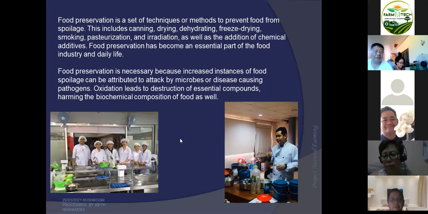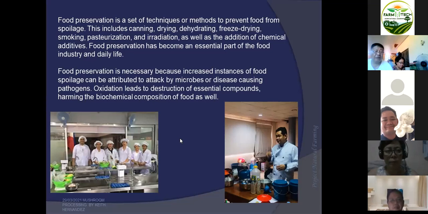Dati kasi, fresh lang. And that's why most of our ancestors, most of the civilizations, were nomadic initially. Nagtra-transfer sila from one place to another. By the way, hilig ko kasi sa history, so pasensya na. Talagang may references yan. Now, food preservation is necessary because of increased instances of food spoilage, which can be attributed to the attack of microbes or disease-causing pathogens. Nagkakasakit sila.